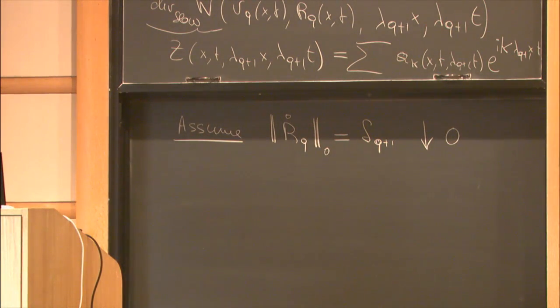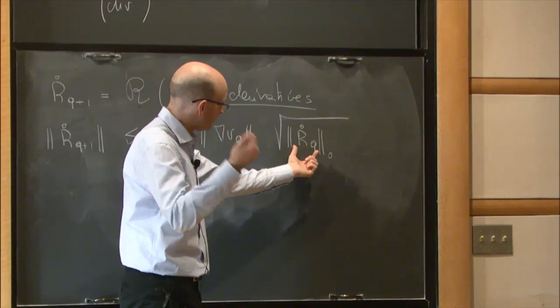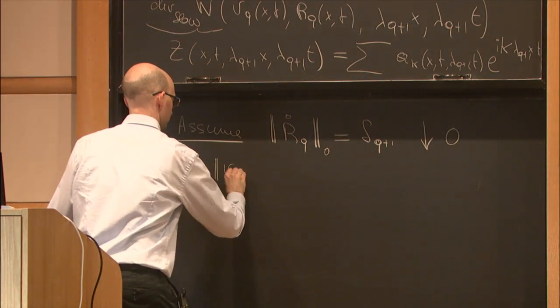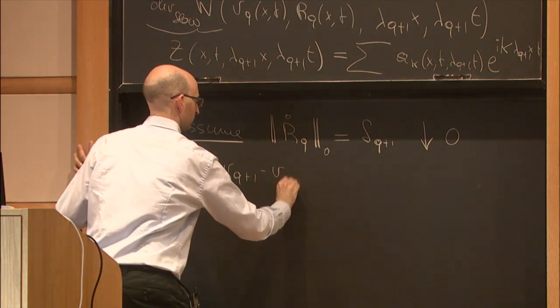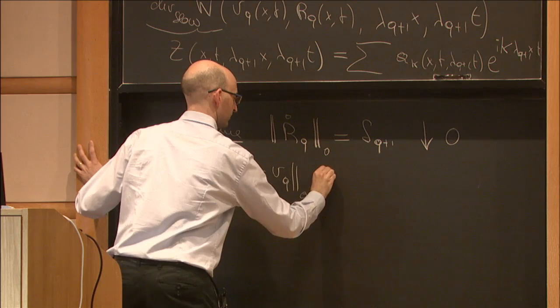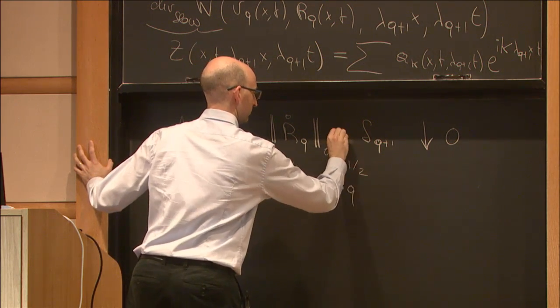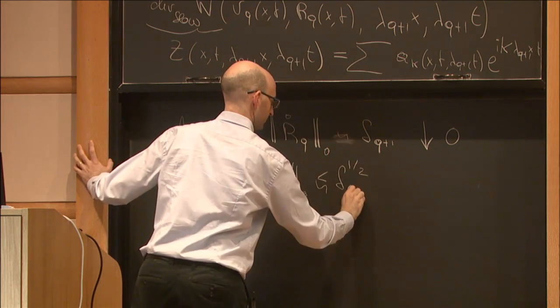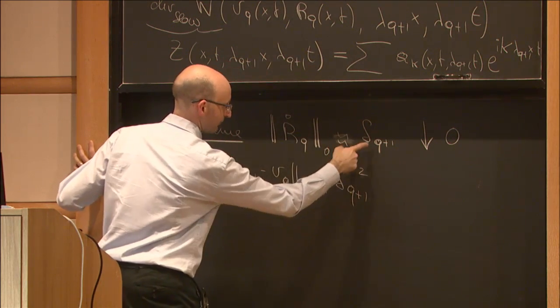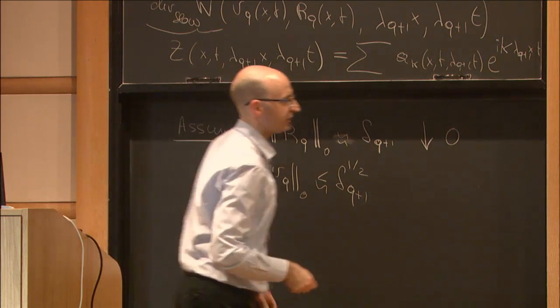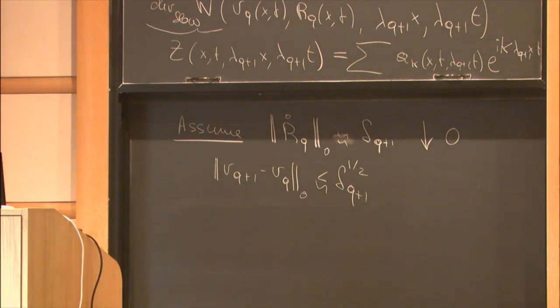So what I also just told you is that the size of the difference between VQ plus 1 and VQ is delta Q plus 1 to the 1/2. So that's the reason why I'm calling this guy delta Q plus 1, right? Because this size is essentially the size of W, which I told you is realistic to expect it's going to be the square root of that guy.